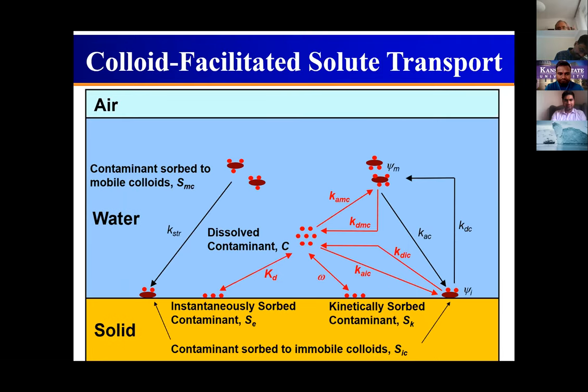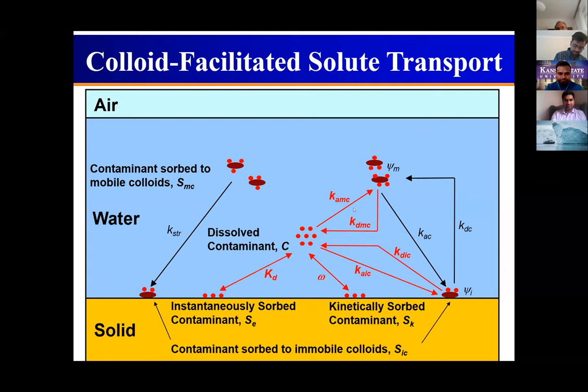And once you add solute into this system, then the solute can be dissolved, can sorb instantaneously, described by the distribution coefficient, can sorb kinetically, described by some first order rate constant, but they can also sorb to these colloids, to all of these colloids, which can be mobile or immobile. And so these colloids, which are mobile, then carry this contamination with them, right? So it's kind of hitchhiking by these colloids.